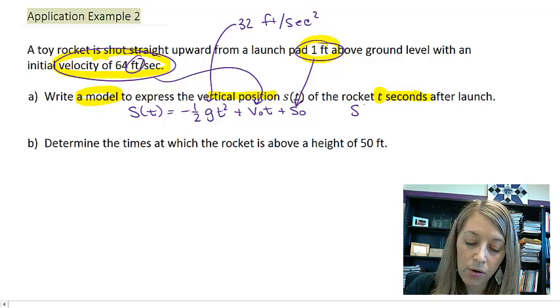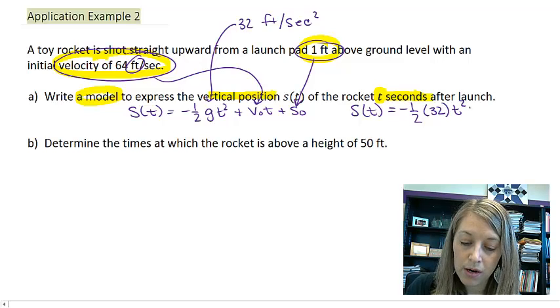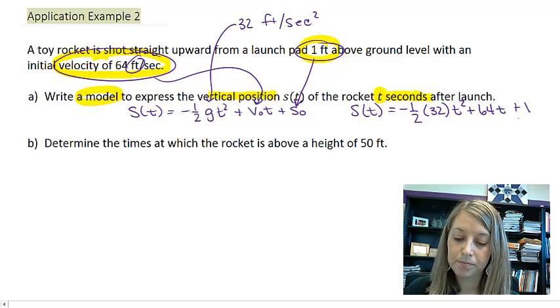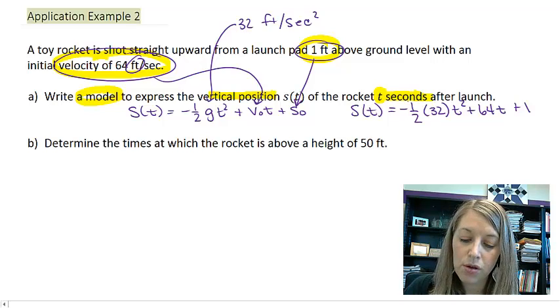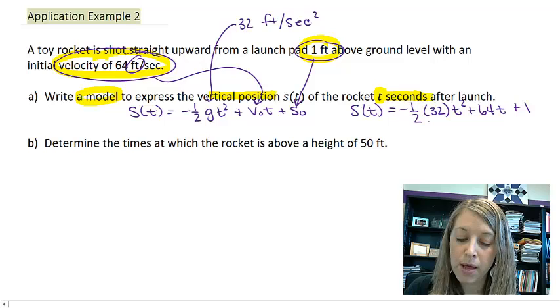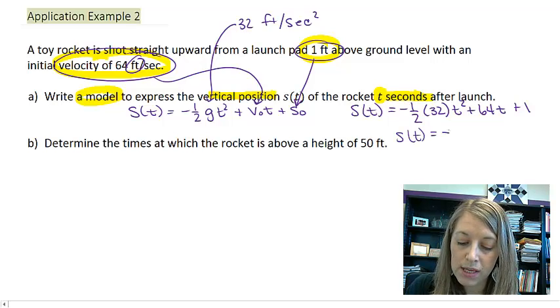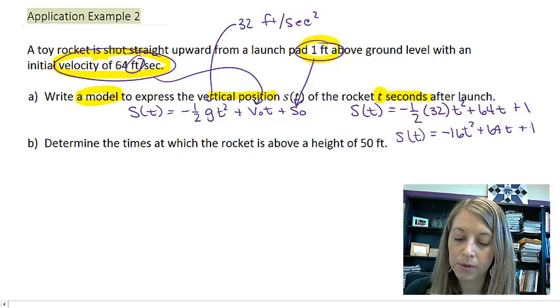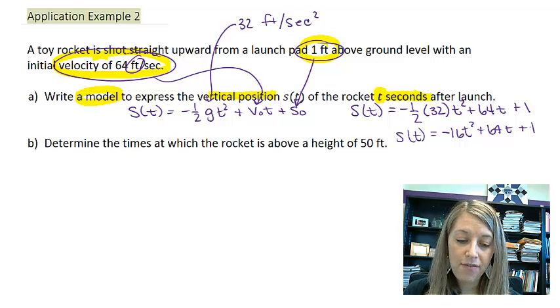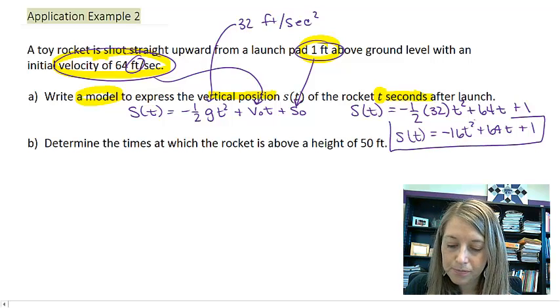Okay, so our function is negative 1/2 times 32 times t squared plus 64 times t plus 1. And so the only thing I need to do to simplify this is multiply my negative 1/2 times 32. And so the function that we're going to use is negative 16t squared plus 64t plus 1. So we have our function set up.